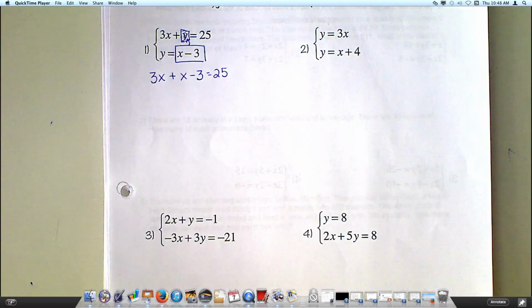Why would I want to do that? What's good about this equation that I have here? You have two x's. I have x's now and no y's. Now I can just solve this. Now this is just an equation to solve. What would I do to solve that?